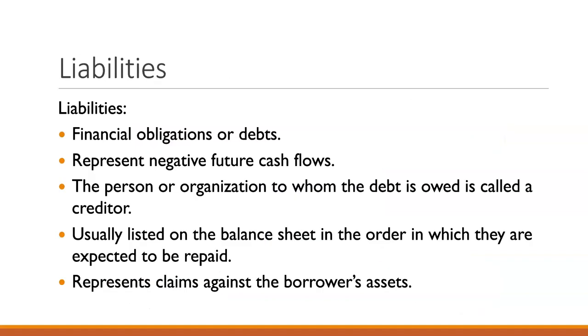So liabilities are financial obligations, debt. We owe money to other people. We're going to have to pay cash out to those people. They're listed on the balance sheet in the order in which they are expected to be repaid.